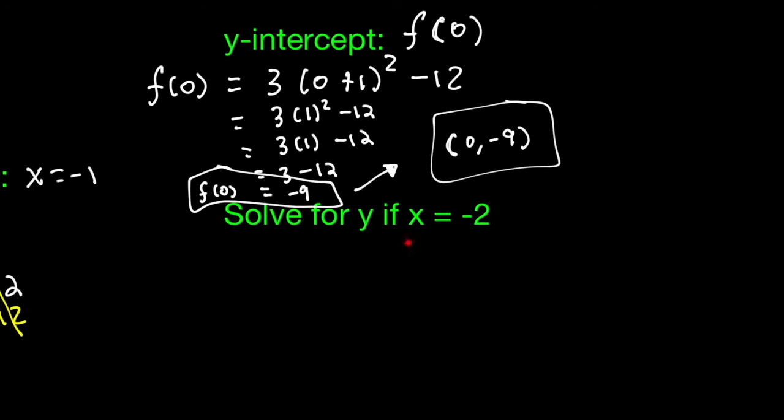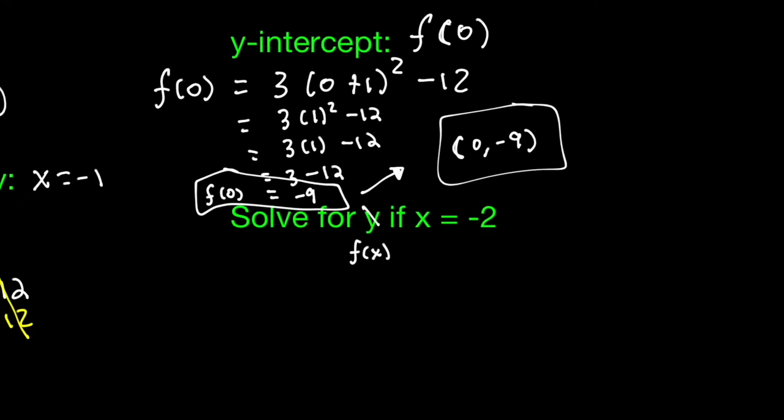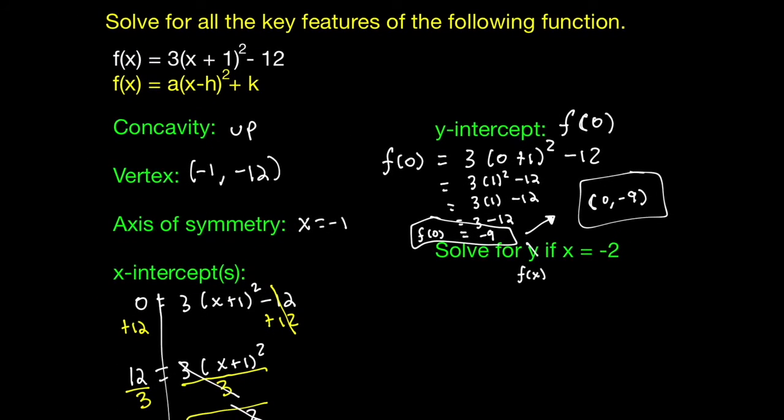Finally, we're going to solve for y if x is equal to negative 2, or basically solving for f of x using our notation. So let's look at the equation one more time, and this time we're going to replace x with this negative 2. So we're going to evaluate f of negative 2. That's going to equal 3 parentheses, and again we're exchanging x for negative 2. So we get negative 2 plus 1 quantity squared minus 12.